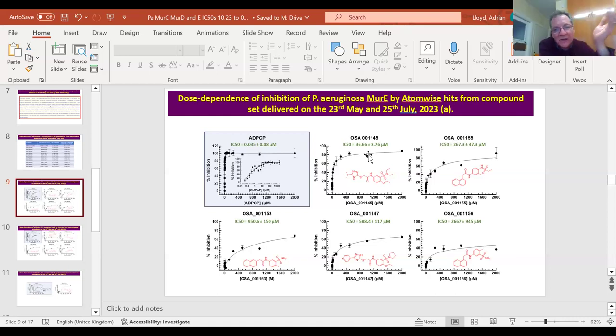Like I say, these have to be trialed against MurC itself, and they have to be trialed against MurF as well. The one thing that did occur to me is, since we were seeing activity across the board, whether it was actually worth trialing MurB, which is maybe a surprising thing to say, but there is a possibility that some of these things are taking out the uridine binding site.